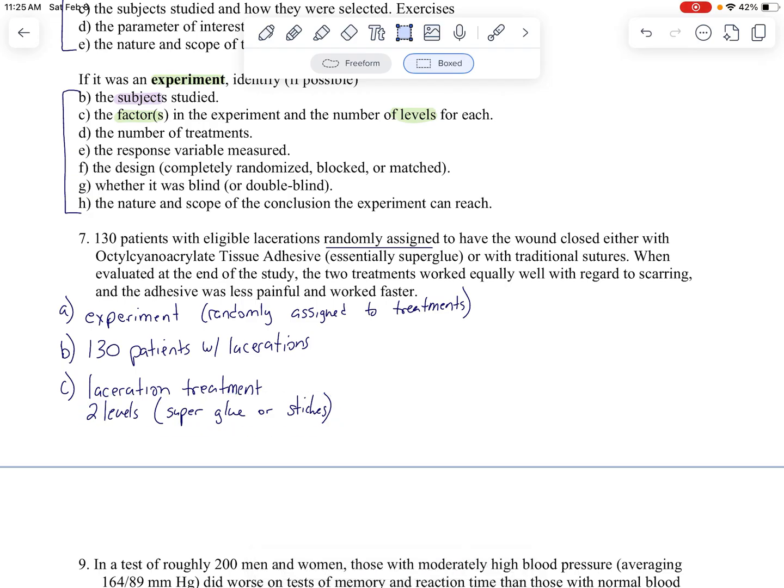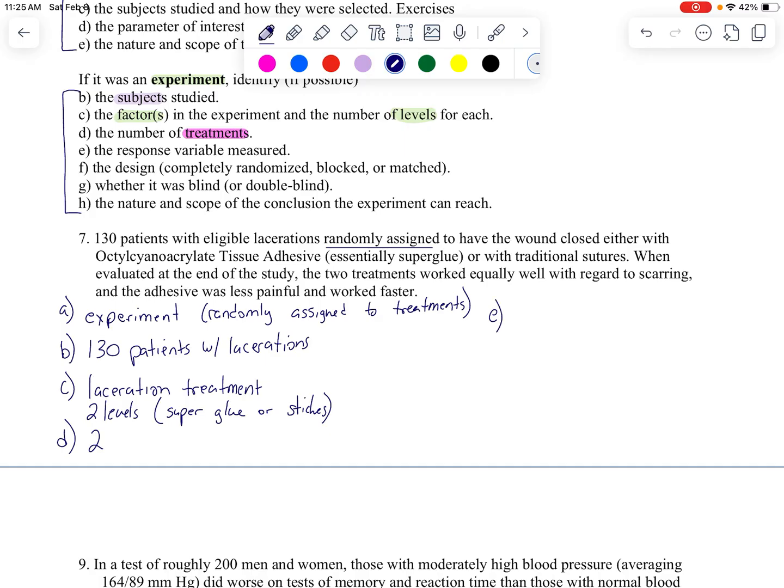Okay. D. D is how many total treatments were there then? There's a number of treatments, so that depends upon my factors and my levels. So again, if we're highlighting, the next thing is the number of treatments, and that is going to be 2 treatments.